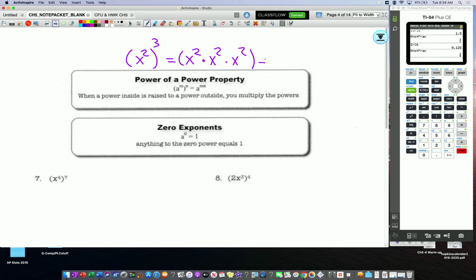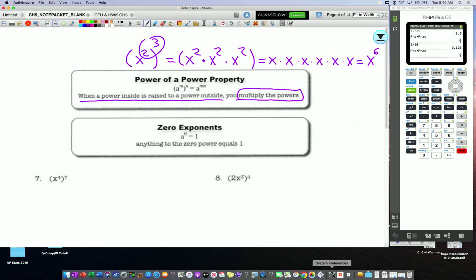Well, now if I break this down even more, x squared is like saying x times x, and I'm doing that 3 times. So now if I count up all my x's, I have simply x to the 6th. Would there be a faster way for us to get that 6? Absolutely. We can multiply. So when a power is inside raised to a power on the outside, a lot of times we'll say a power to a power, you multiply the powers together. Powers is another term for exponent. You multiply those exponents together.